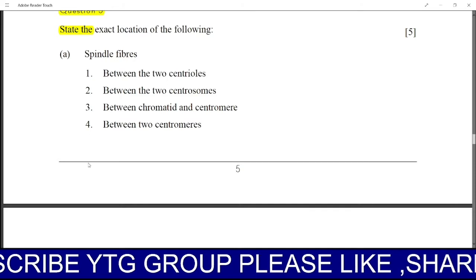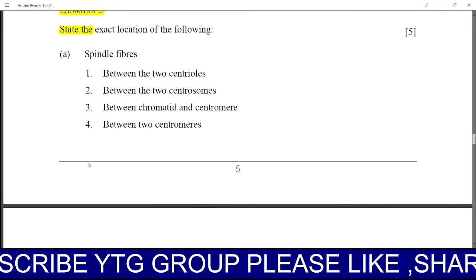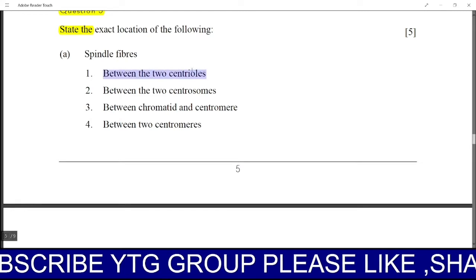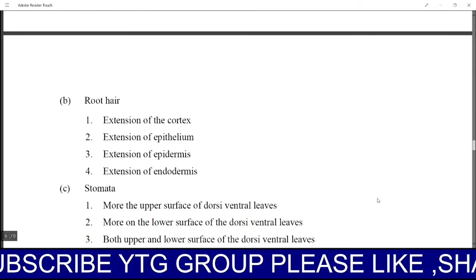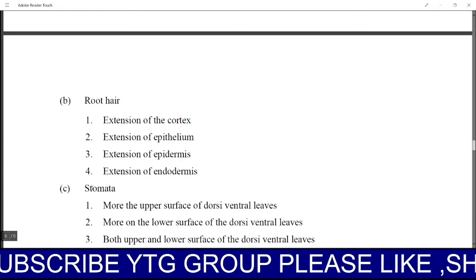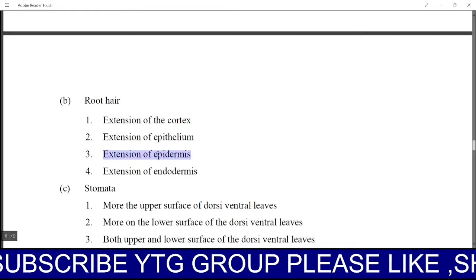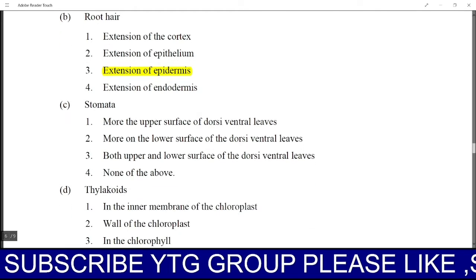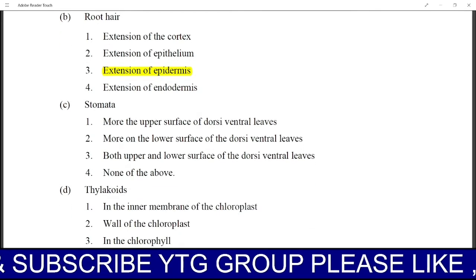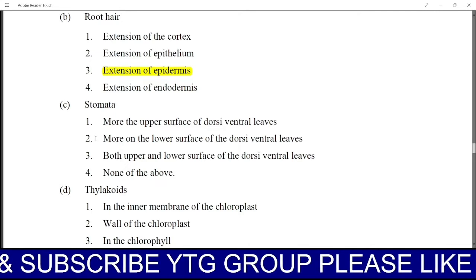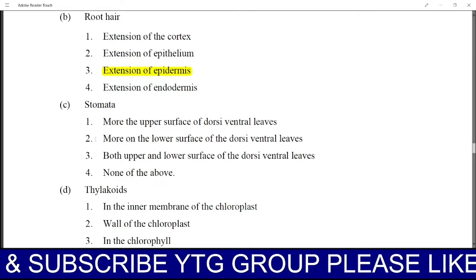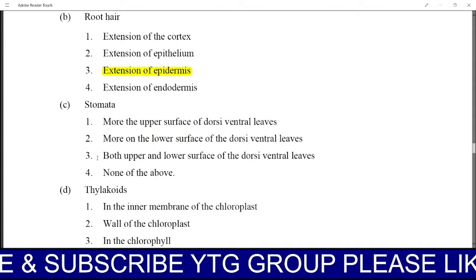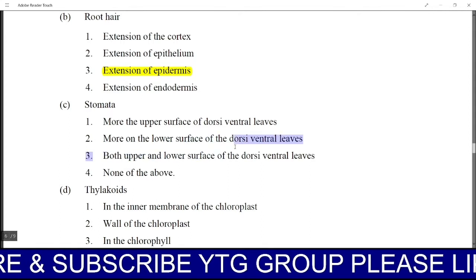State the exact location of the following: spindle fibers are between the two centrioles. Root hair is an extension of the epidermis. Now stomata. Where is the position of stomata? Stomata are located on both the upper and lower surfaces of dorsiventral leaves.